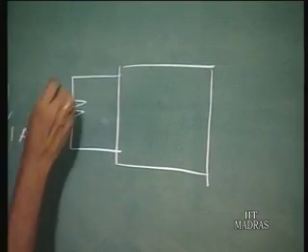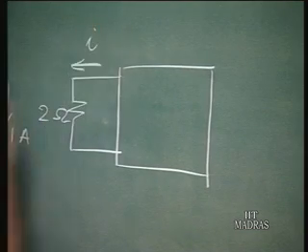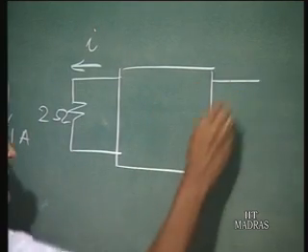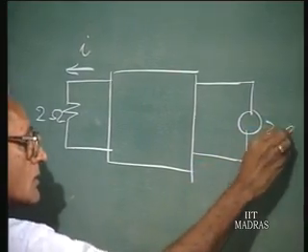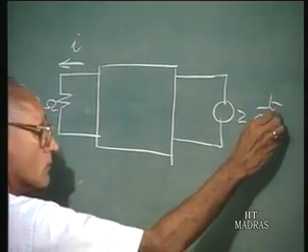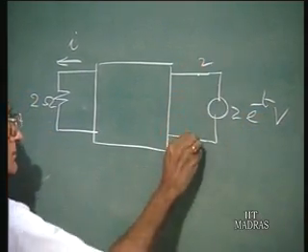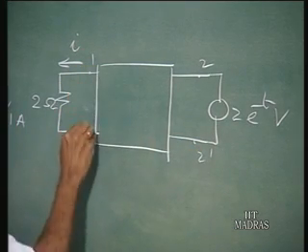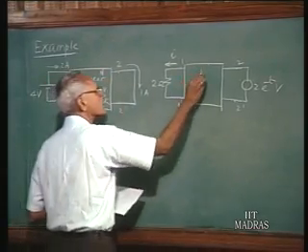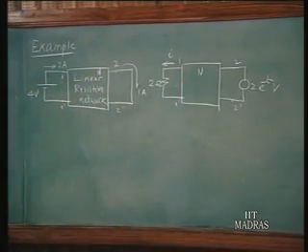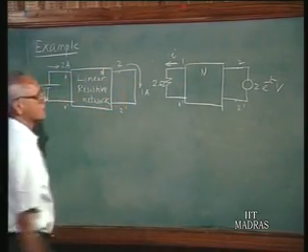Given this information, you are asked to find out the current that exists in port 1 when this is terminated in a 2 ohm resistor, and you are asked to find this current I when the second port is connected to a voltage source which is 2 e power minus t volts. So the same network N. Given this information, you are asked to find out the current here in this second network.